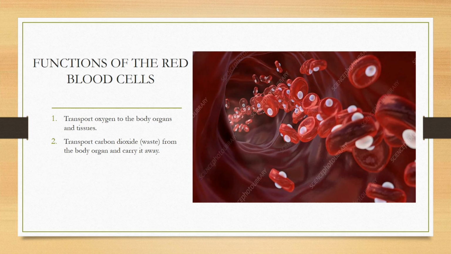Apart from that, it transports carbon dioxide, which is one of the waste products from the body, and carries it away. So here the picture simply shows blood carrying oxygen from the lungs to the body organs, passing through a blood vessel. Don't worry, we'll look at blood vessels as we continue in our online videos.